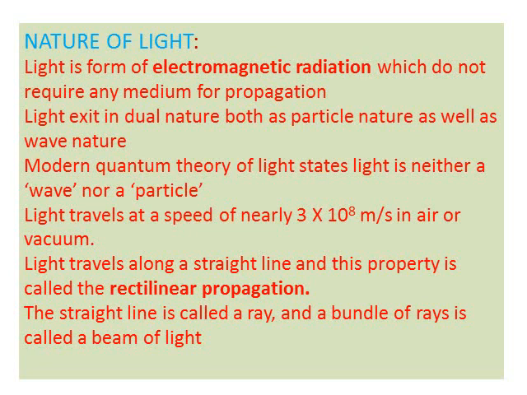Then second one, light exists in dual nature, both as particle nature as well as wave nature. Modern quantum theory of light states light is neither a wave nor a particle. Light travels at a speed of nearly 3 into 10 to the power 8 meters per second in air or vacuum. Light travels along a straight line, and this property is called rectilinear propagation of light. The straight line is called a ray and a bundle of rays is called a beam of light. So these are the various properties of light which you have come across in your lower classes.